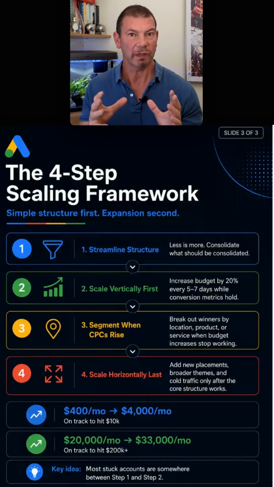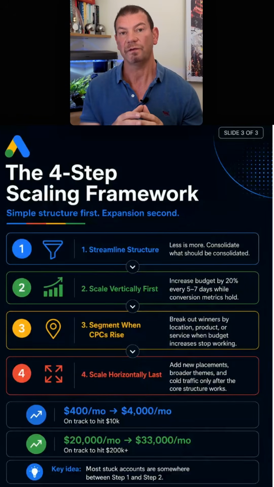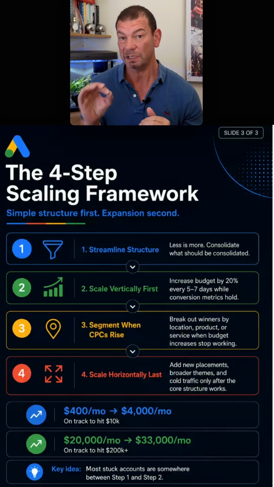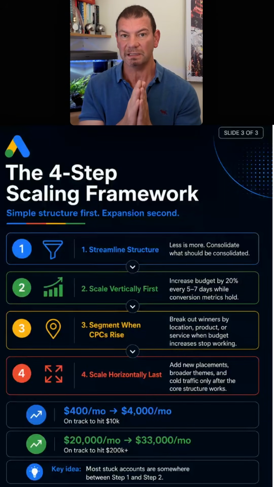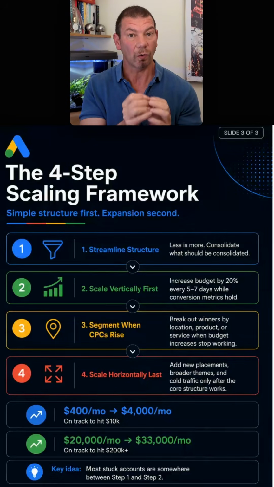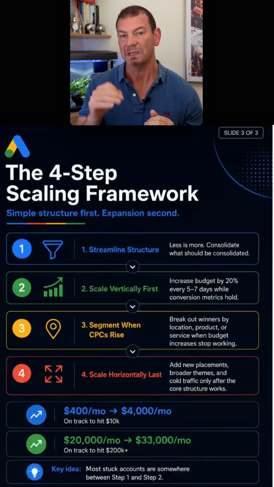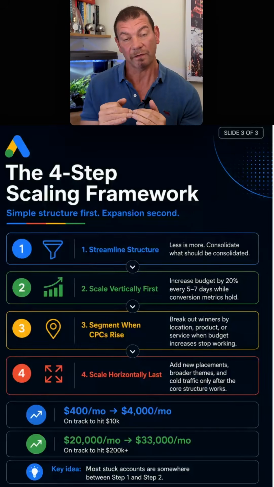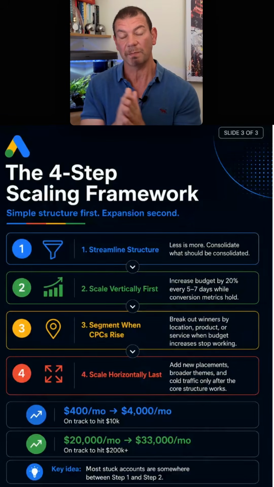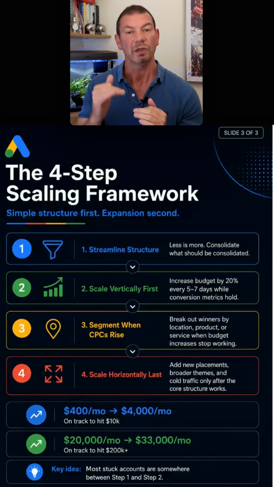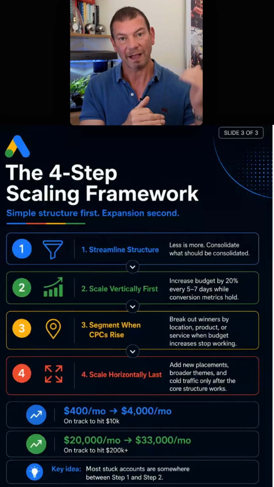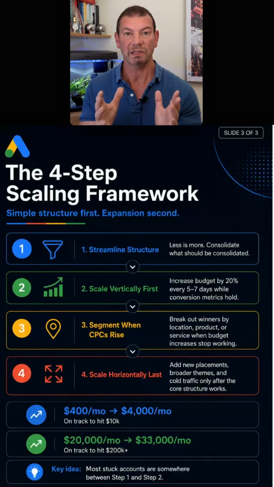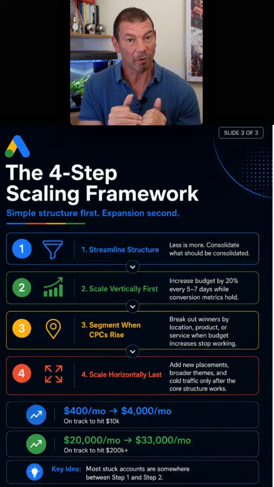If at any point you're scaling vertically and you find that you've hit CPC resistance, so CPCs are starting to rise as you're increasing the budget, you might have hit a CPC resistance. And or the other thing you need to look at is as you're scaling, if you're not seeing the amount of conversions coming through based on the amount of budget you're increasing, again, you might have hit the resistance. So we need to be looking at search impression share. If that's high, then potentially Google is saying to you that you can't scale anymore vertically.